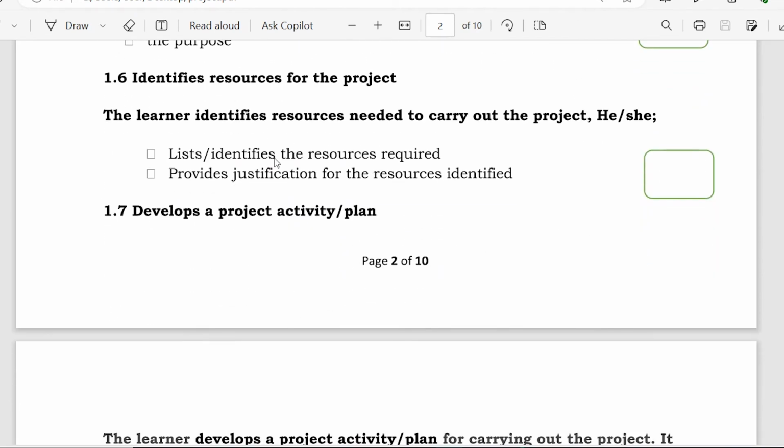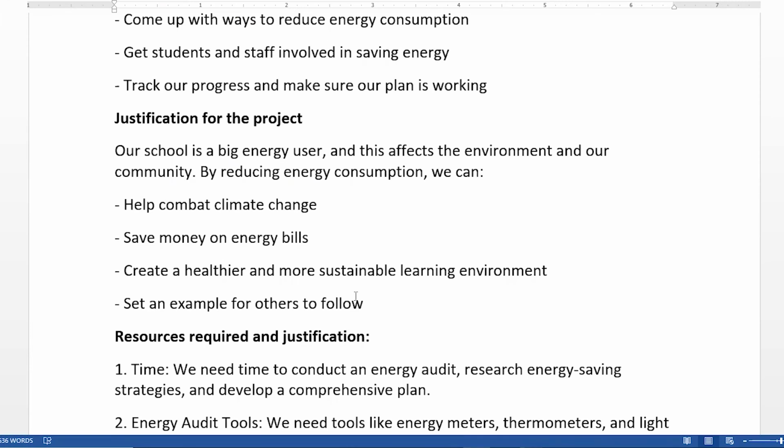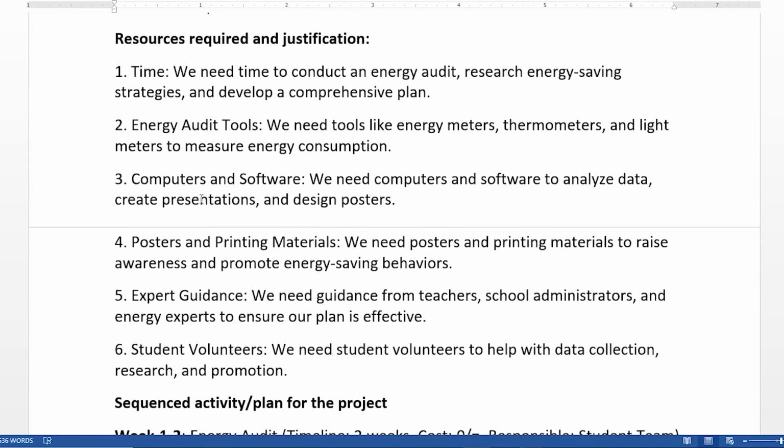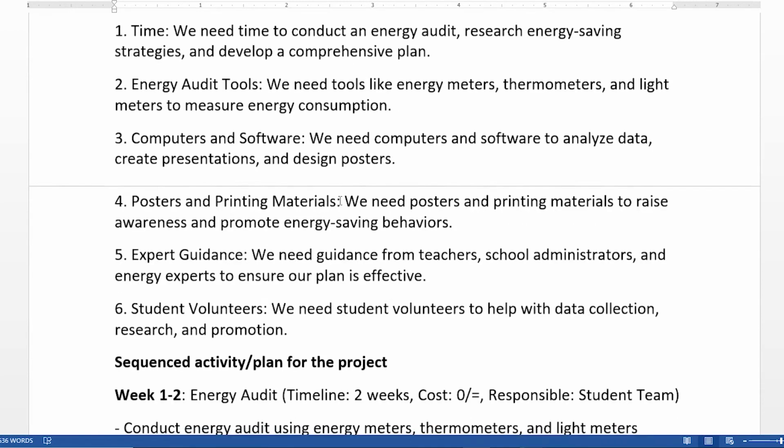Those resources should be identified or listed, but also provide justification for the resources. Why do you need them? So under resources, 1, the time. The learner will need time to conduct an energy audit, research energy saving strategy, and so on. Also, the learner will need the energy audit tools to measure the energy use, like meters, thermometer, light meters, and many others.